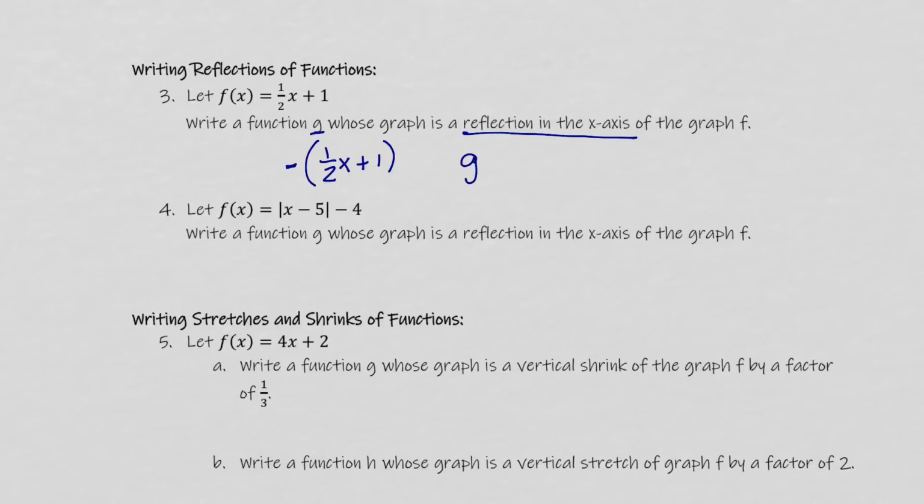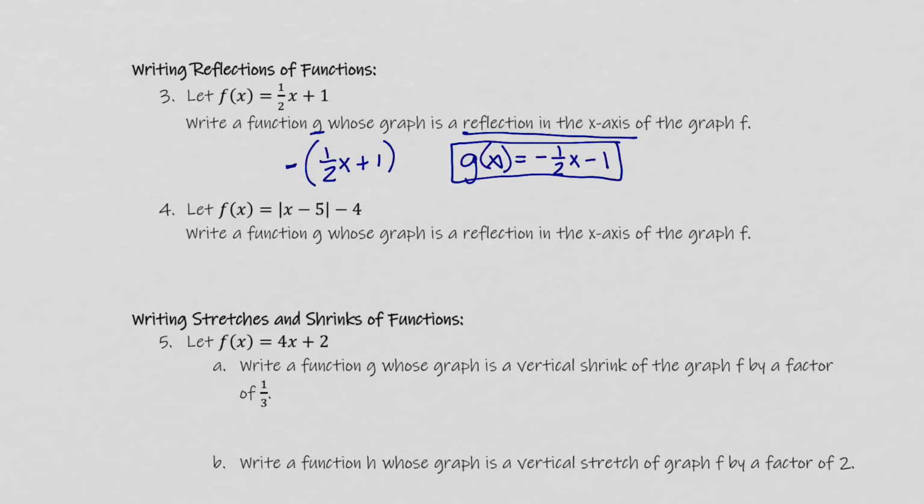So my new function is function g, and now it's negative 1/2 x minus 1. That will reflect everything over the x-axis.